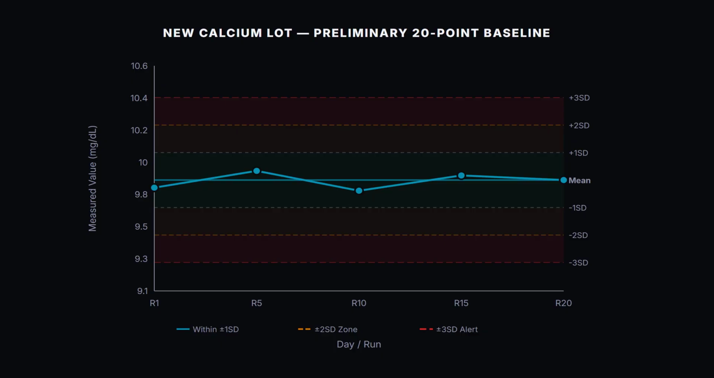30 days into routine use on the new lot, a 4_1S pattern appears: four consecutive results sitting above the mean, each one slightly higher than the last. It isn't a dramatic violation, but it's exactly the trend pattern that deserves investigation rather than either dismissal or an immediate baseline reset. Working the investigation checklist in order.